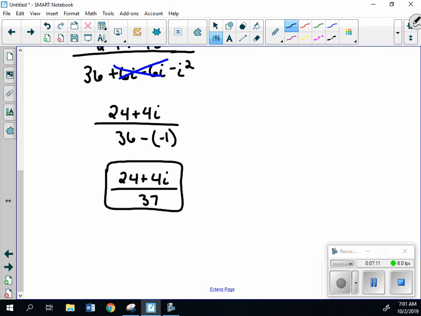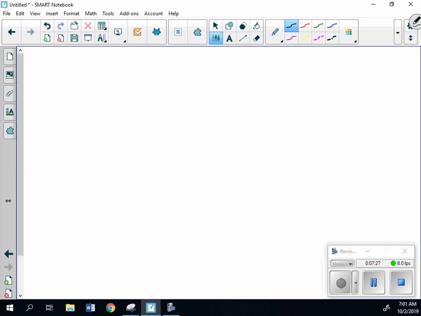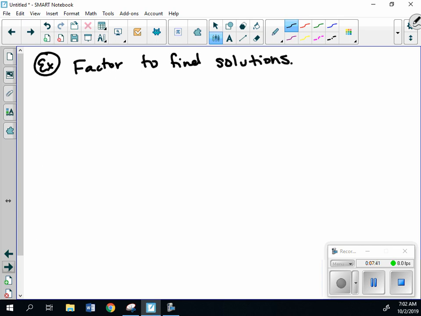Now, there's one last thing. How does this tie into quadratics? This ties into our quadratics because we are going to solve quadratics using complex solutions. So, for instance, if I were to have 9x squared plus 16 equals 0.